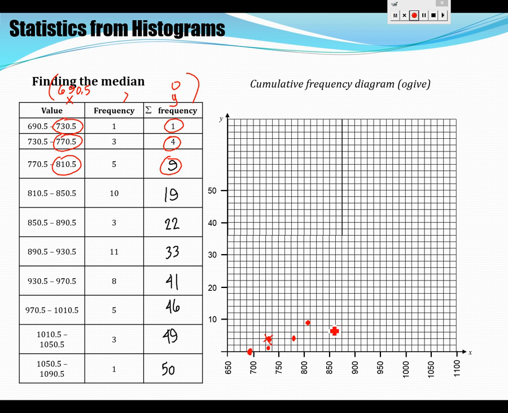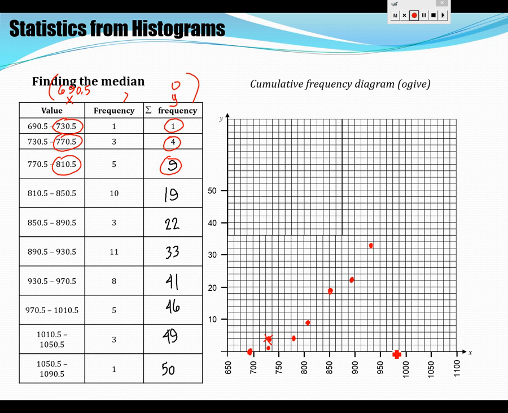850, 19. It's really hard to see, huh? 890, 22. 890. 930, 33. 930. 970.